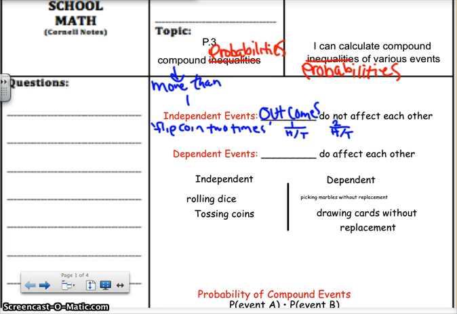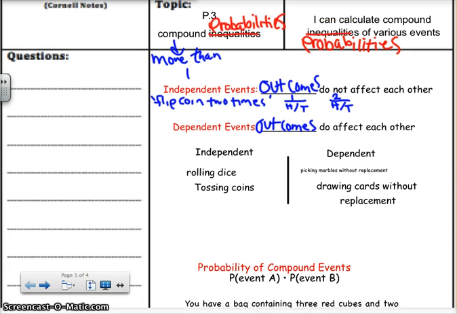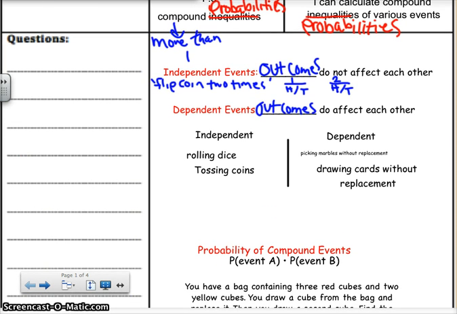Dependent means the outcomes do affect one another. So what I do to one depends, what happens that first time affects the probability of the second time. So here are some examples of independent events. Rolling a dice is an example, and tossing coins. What I do to one does not affect the other.